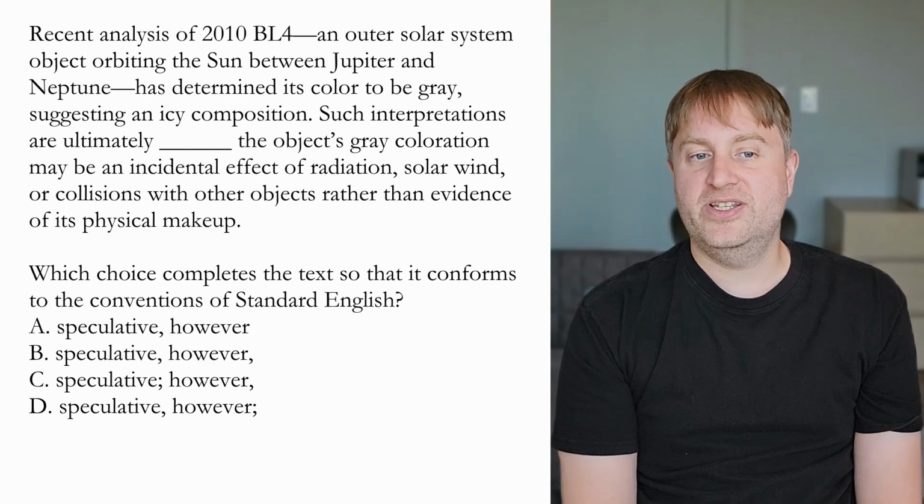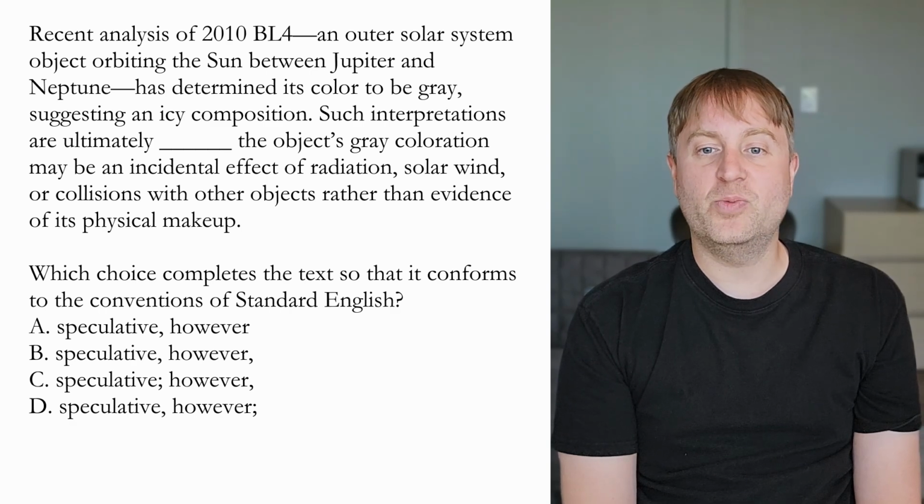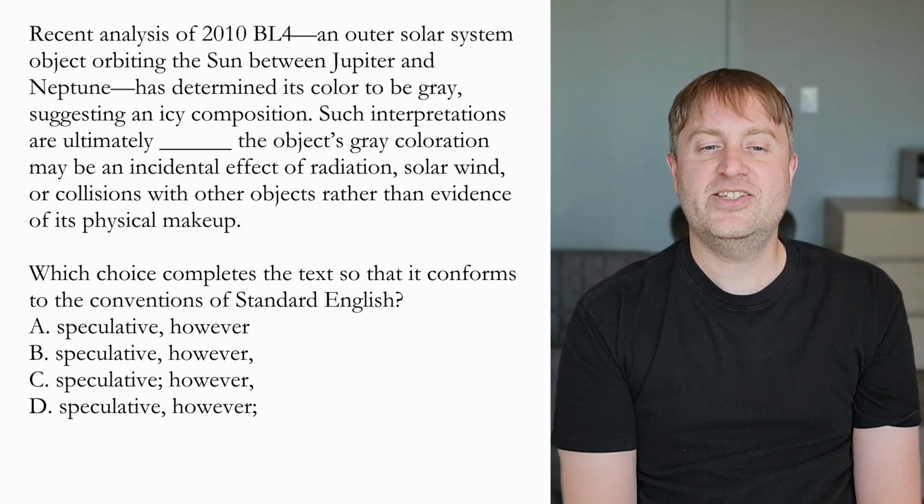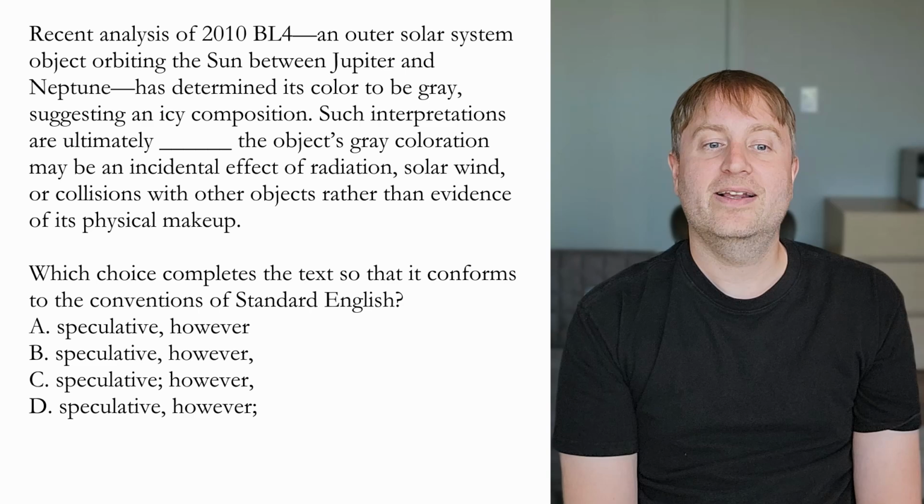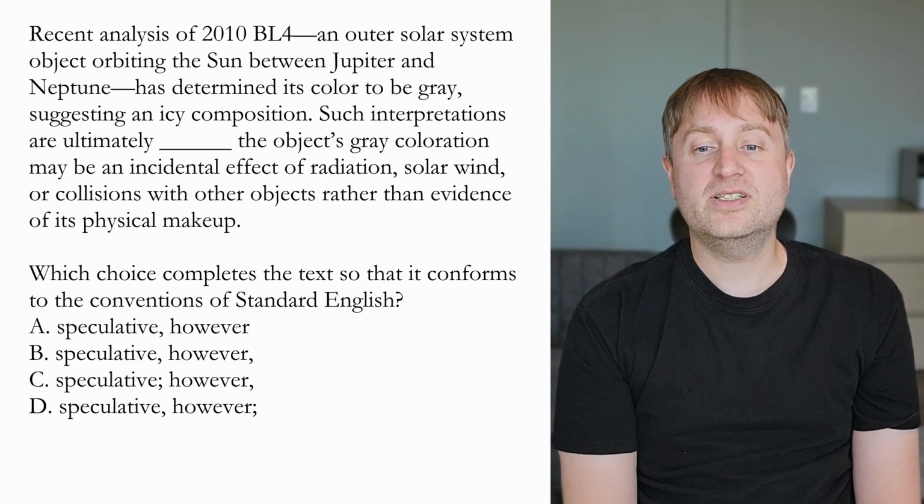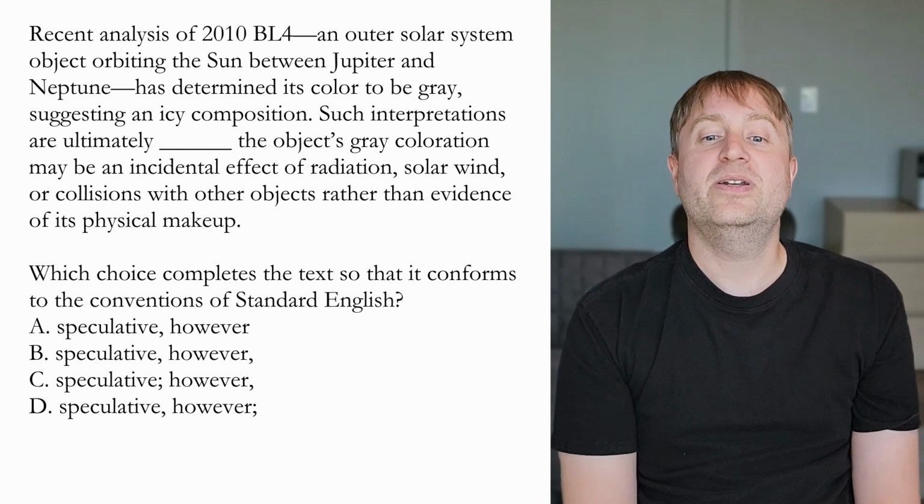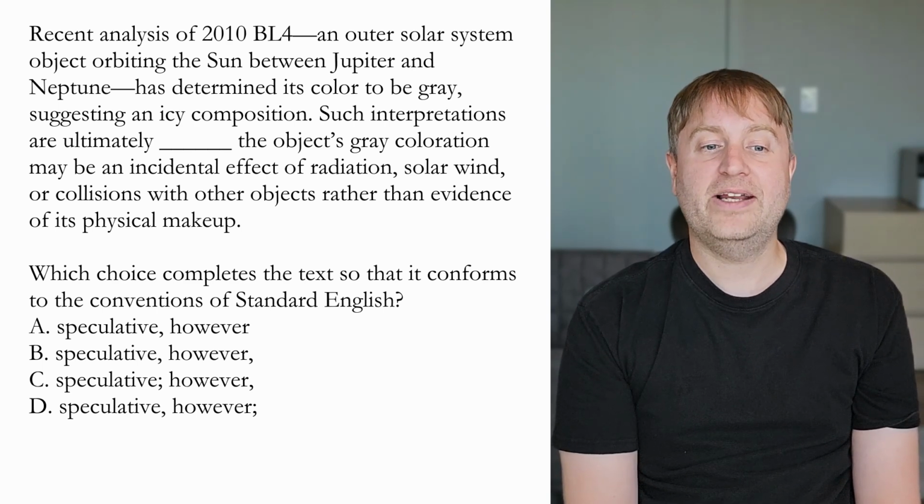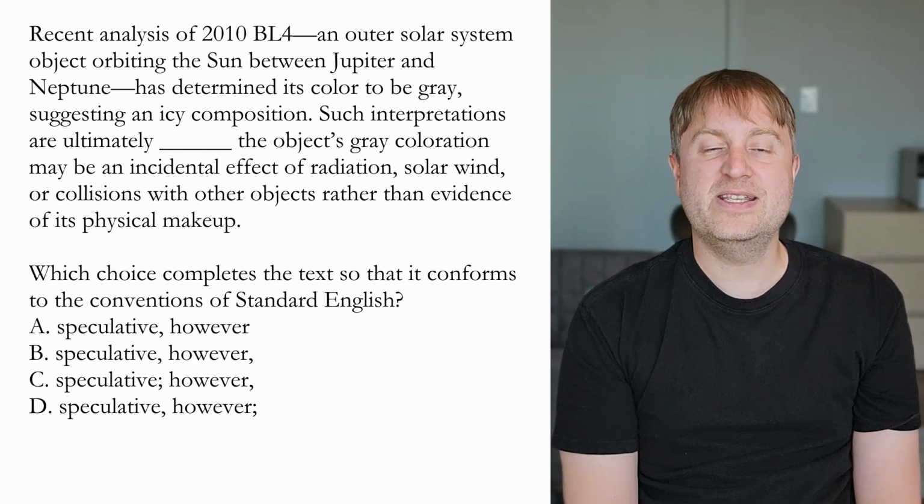An outer solar system object orbiting the Sun between Jupiter and Neptune, has determined its color to be gray, suggesting an icy composition. Such interpretations are ultimately speculative. However, the object's gray coloration may be an incidental effect of radiation, solar wind, or collisions with other objects rather than evidence of its physical makeup.